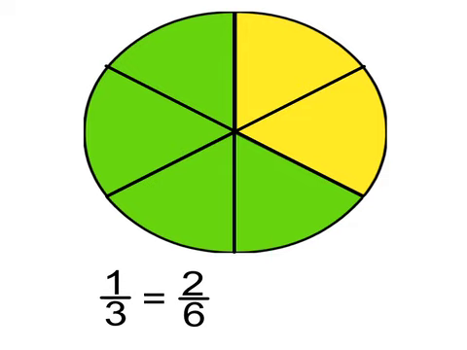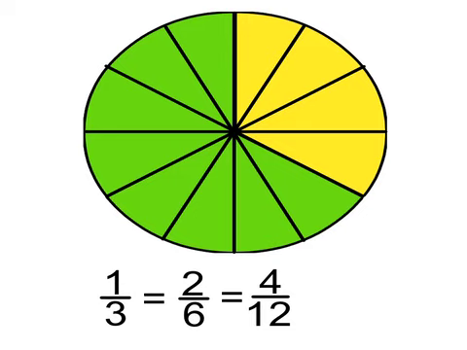Now we divide our circle into 6 pieces, but the yellow region is unchanged. Now it's 2 pieces, 2 out of 6. I hope that makes it clear that 1/3 is equal to 2/6. Now we divide it into 12 pieces. 4 of the 12 are yellow, so 4/12 is equal to 2/6, also equal to 1/3.